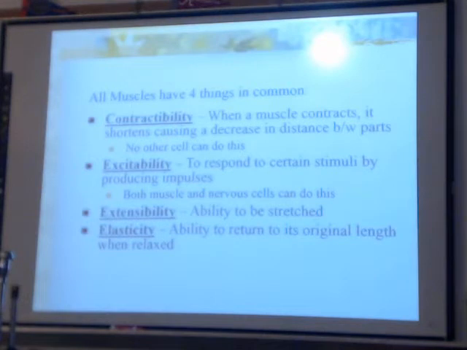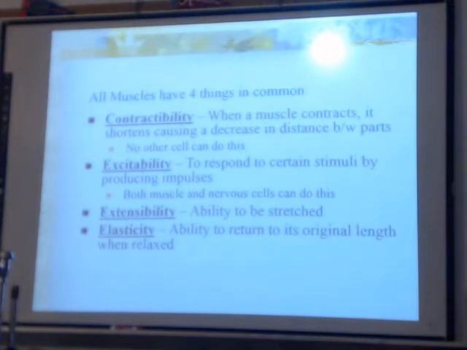Contractibility means all muscles can shorten and decrease in distance by width or length, depending on where it is. No other cells in the body can contract other than muscle cells. They have excitability. That means that they respond to nerve impulses, the electrical response or the chemical response from the nervous system.